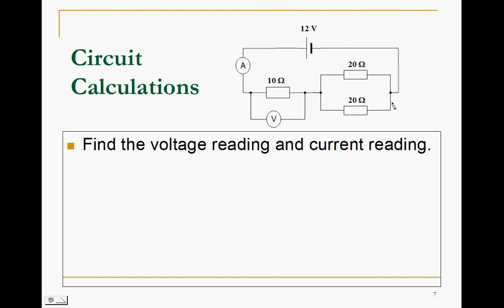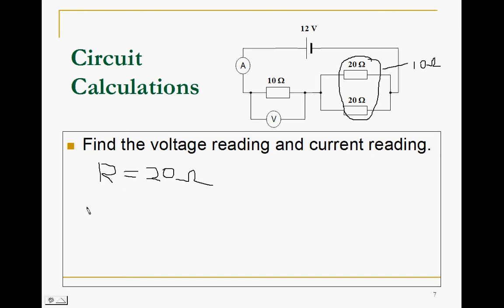We have the last example here. Find the voltage and current reading. So the very first thing is that we'd like to determine the total resistance. Now you still remember, just now what did I say? When you have two resistors of the same value in parallel, the total resistance will just be half of one of them. So the total resistance here is 10 ohm. And this will be in series with this 10, so the total resistance is 20 ohm.